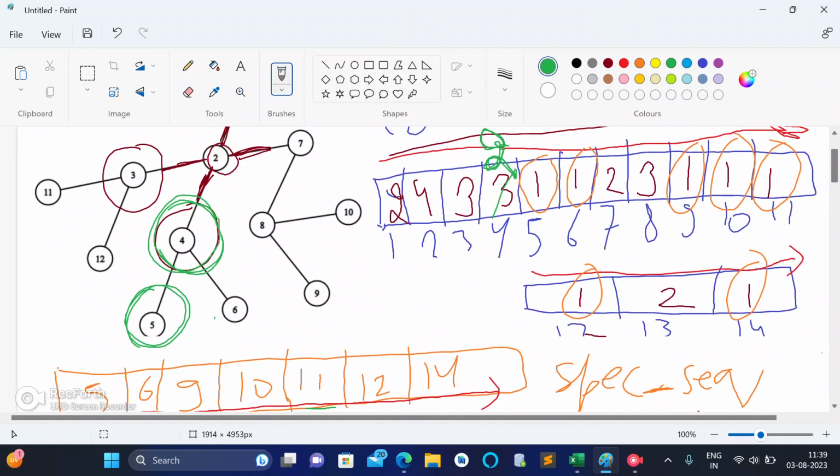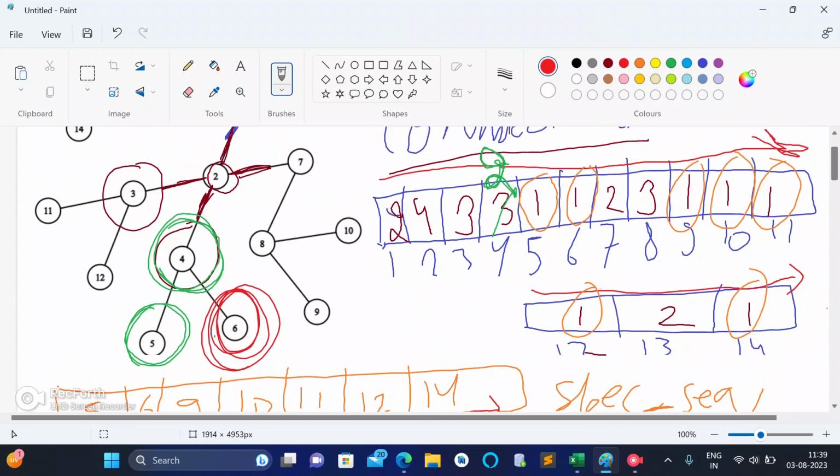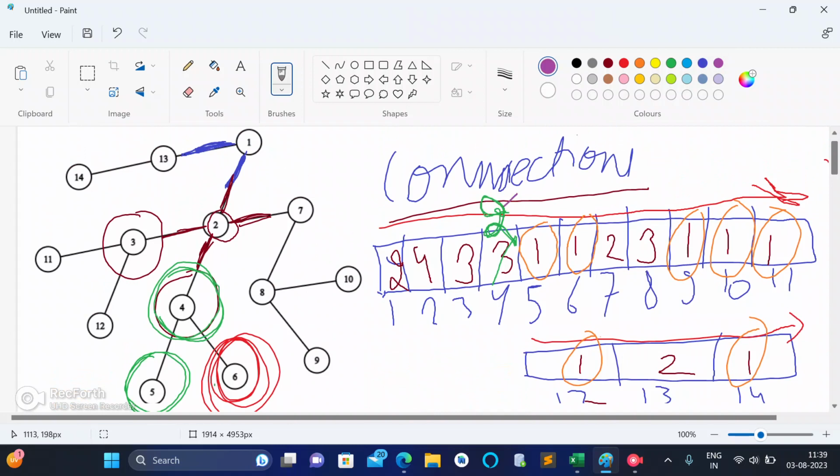After that I will move to 6. You can see 6 is present here. So I will traverse the adjacency matrix of 6. When I traverse the adjacency matrix of 6, I found 4. So the number of connections of 4 is further reduced by 1. Here the number of connections of 4 is actually 2, so I will make this 2 into 1.